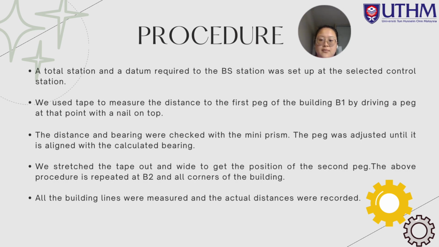Third, the distance and bearing was checked with the mini prism. The pad was adjusted until it's aligned with the calculated bearing. Next, we straighten the tape up and Y to get the position of the second pad. The above procedure is repeated in B2 and all corners of the building. Lastly, all the building lines were measured and the actual distances were recorded.